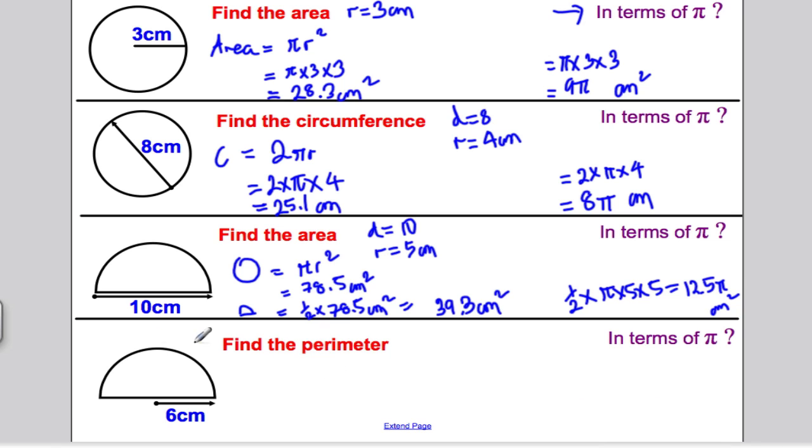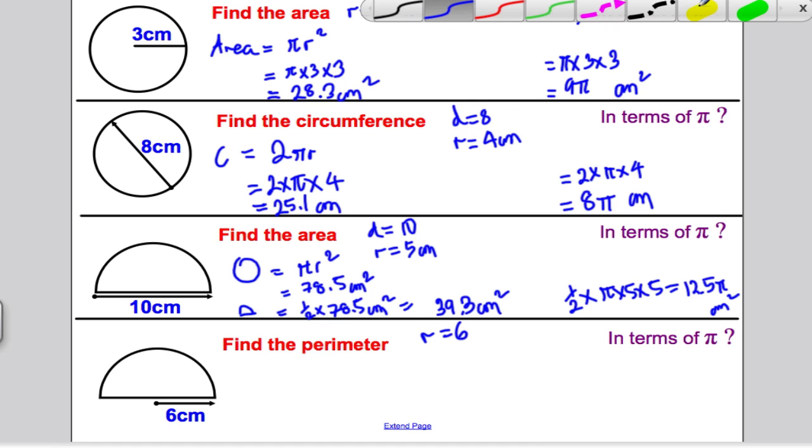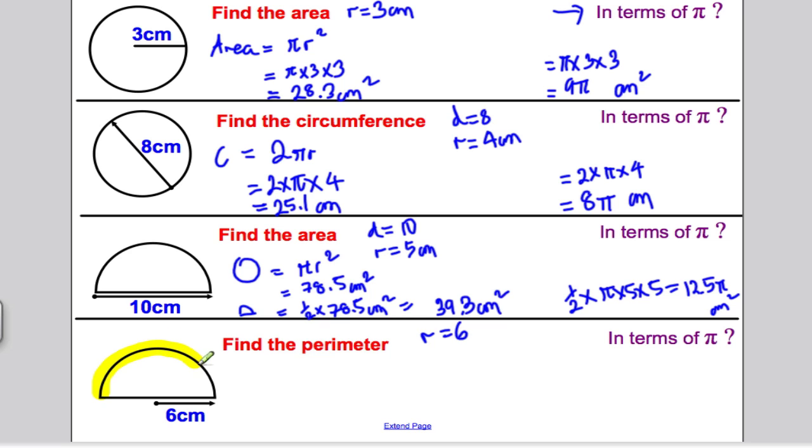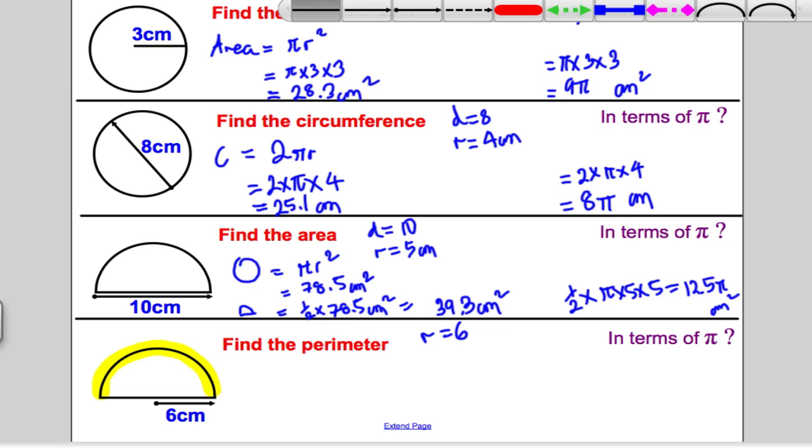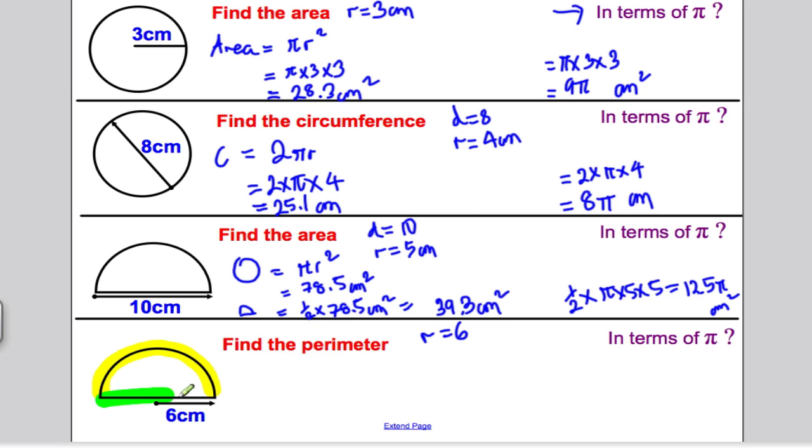Okay, find the perimeter here. Well, they tell you the radius is 6. Now be very careful here. There is one little extra technicality. If you were to work out that distance there, that would be half the circumference of a circle. But if they want the perimeter of this shape, they also want you to add in this straight line distance here. So do not forget about that.